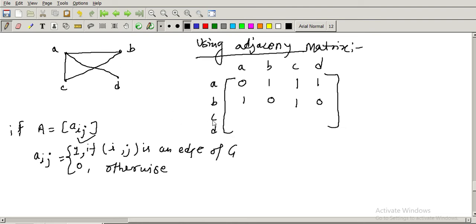Then let's take C. For C, there is an edge between C to A and B, so we will write A to B, 1 1 here, otherwise 0 0. And for D, we have only one edge between A to D, so we will write 1 here, otherwise we will write 0. So this is your representation of a graph using an adjacency matrix.